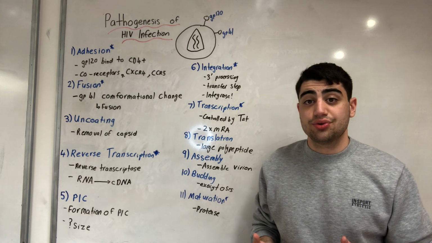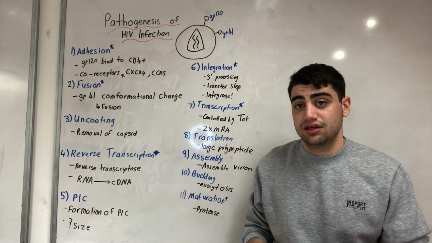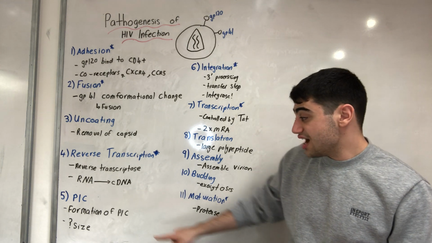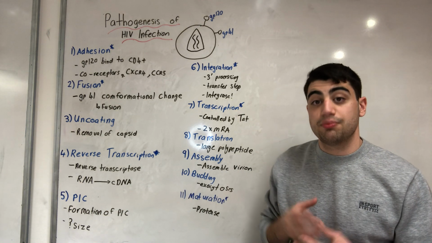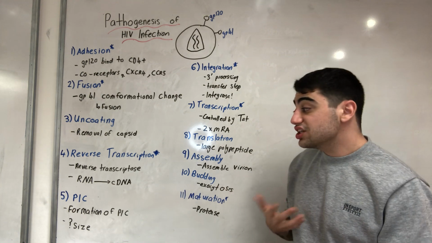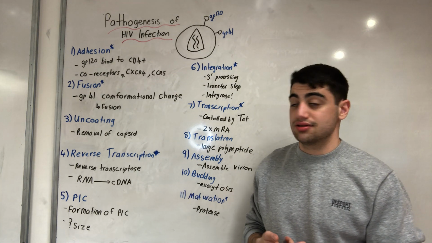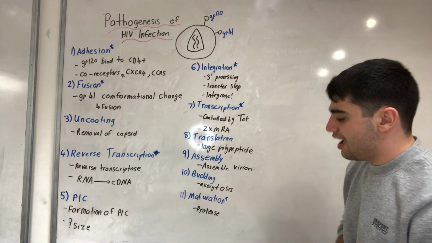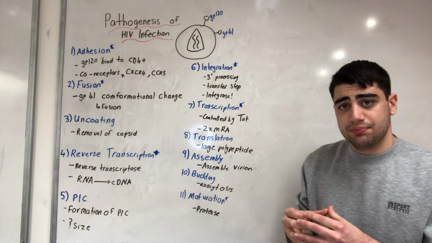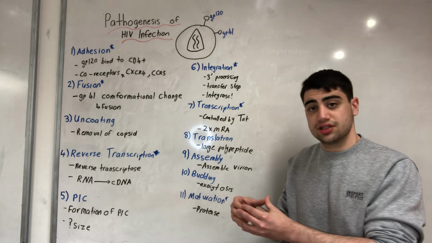The only way it's going to get through is if it's smaller and it can fit. But interestingly enough, this is actually not the case. The pre-integration complex is larger than the pores in the nuclear envelope, so it's actually unknown how it fits in and gets into the nucleus. All right, so now we're into the nucleus. We have our complementary DNA, it's formed the pre-integration complex and it's transported into the nucleus.